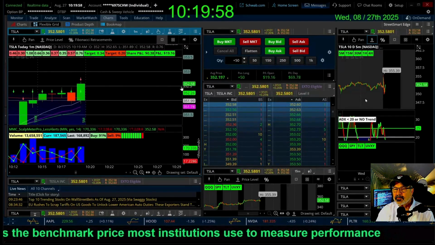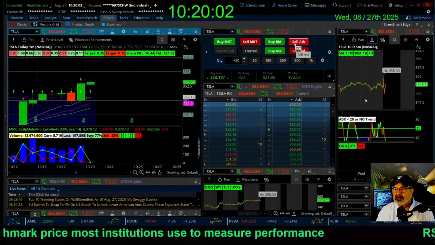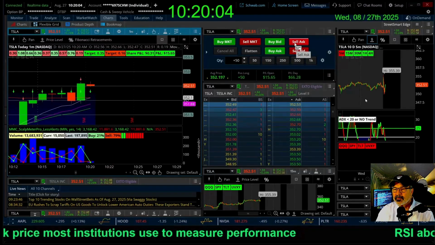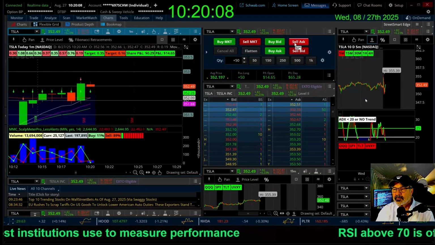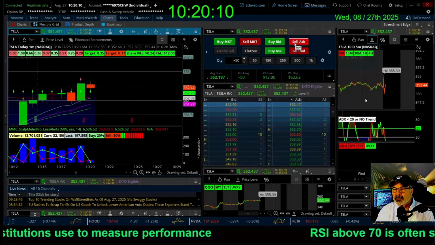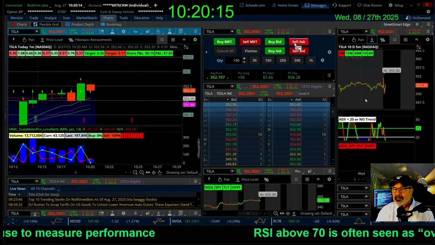So let's hold this up to the 53. See if we can get it up to 53. Anywhere in there, I'll take it. Looking for $53. Don't reject. Come on. It did reject off the 50, so now you got to be careful.